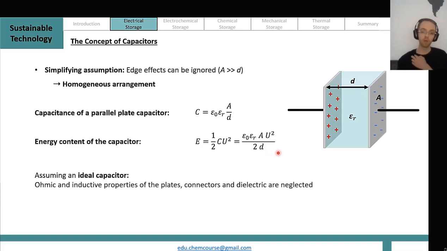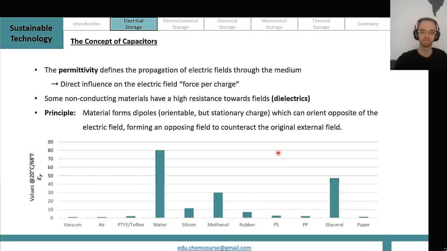For all the following analysis, we are always assuming an ideal capacitor. So we are neglecting that we have ohmic or inductive properties of the plates, of the connectors, or of the dielectrics. This is just something for the experts among you to keep in mind.